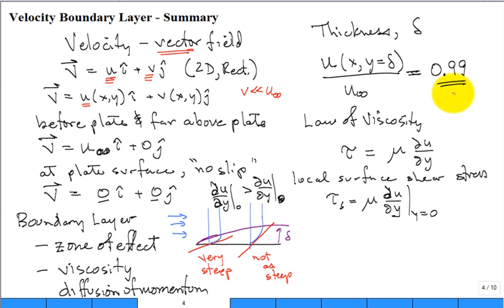If I go out and I'm at 99% of the free stream velocity, that's the thickness of the boundary layer. The law of viscosity, this equation applies throughout the domain, and we can apply it in the fluid right at the surface to get the shear stress at the surface. True? That makes sense? All this is just a summary of what we just covered.